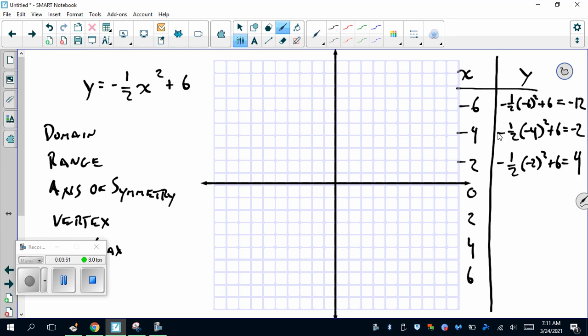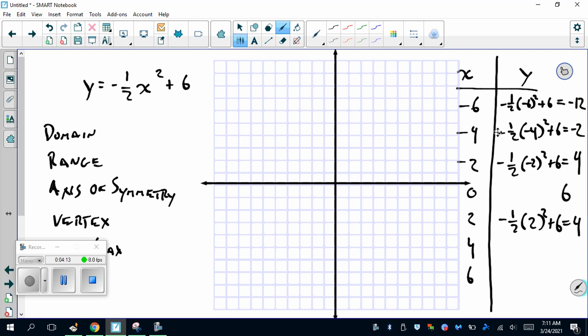Okay. You're plugging in 0. You're getting out 6. I know that one for sure. Whenever you plug in 0, this is what comes out. So that's going to be your free point right there. Over here, -1/2 times 2 squared plus 6. Well, 2 squared is 4. -1/2 of 4 is -2. -2 plus 6 is positive 4.